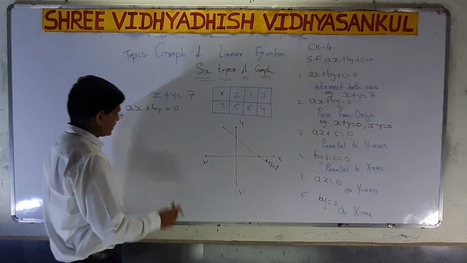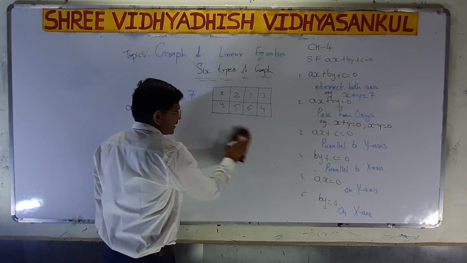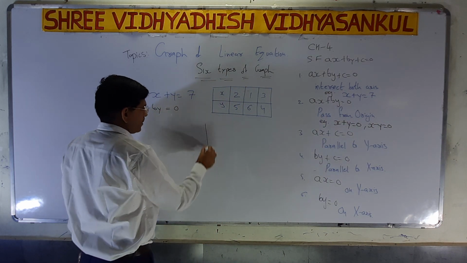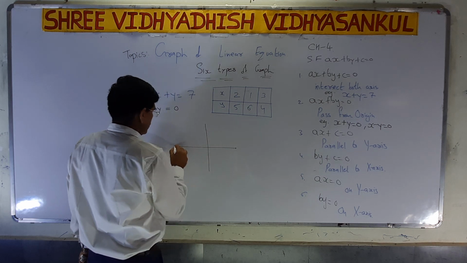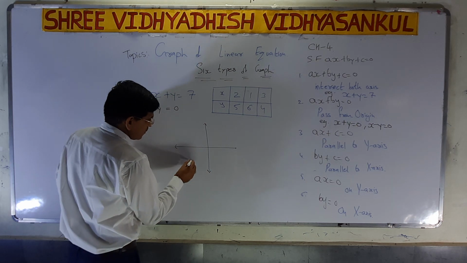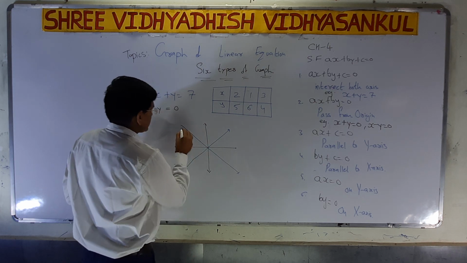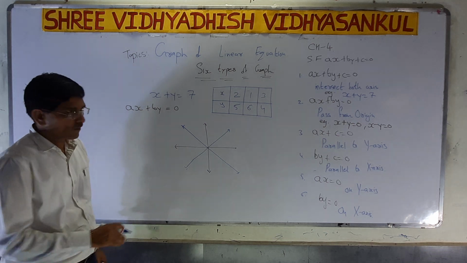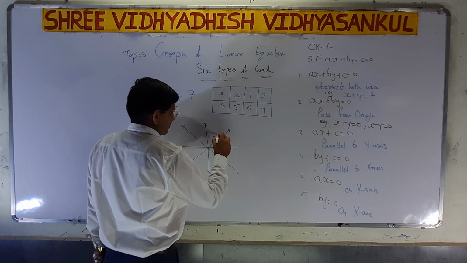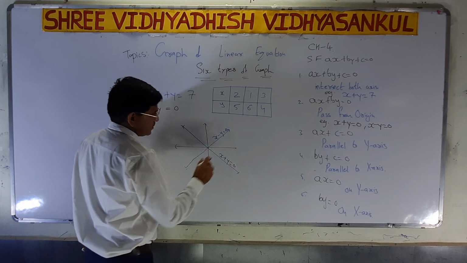Let me see that it is possible. Yes. If we draw the graph of it, one example is also given here, that is x plus y is equal to 0. If you draw the graph of it, either it passes through the first and third quadrants, or it passes through the second and fourth quadrants. The graph passes through the origin. We can say x minus y is equal to 0, x plus y is equal to 0.